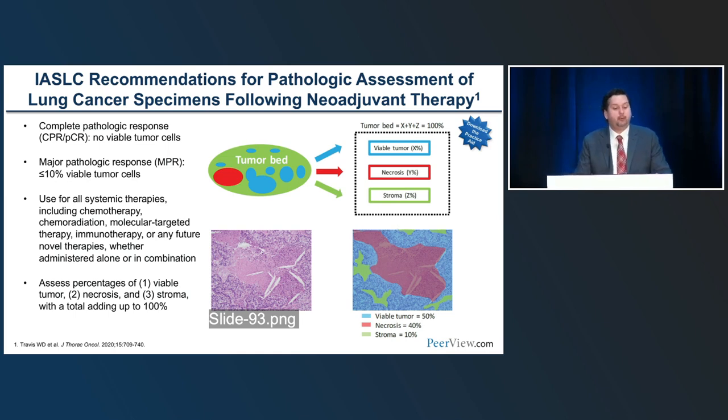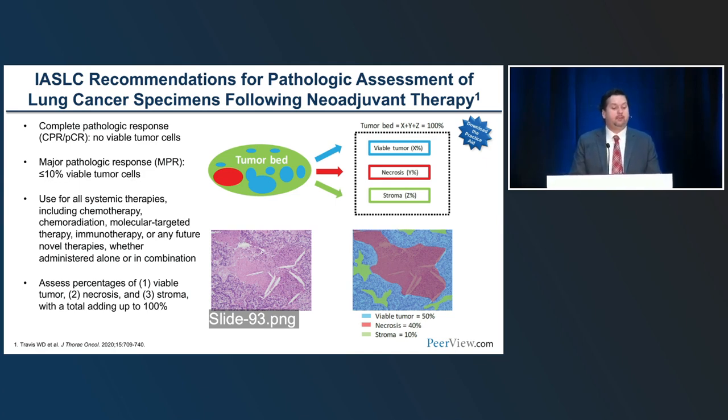But the fundamental principle is that there is an evaluation of the entire tumor bed. And this essentially includes locating the tumor bed, which sometimes sounds easier than it actually is to do, and then mapping the tumor bed to be able to establish 3 components: the viable tumor, the necrosis area, and the stromal area. And then all of them should add to a total of 100%, which reflects the entire tumor bed. So that's the way we should think about it.